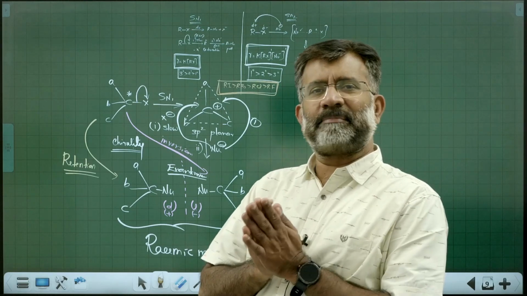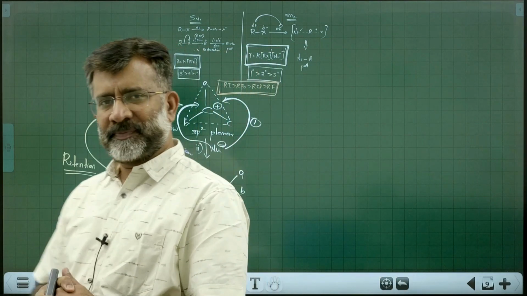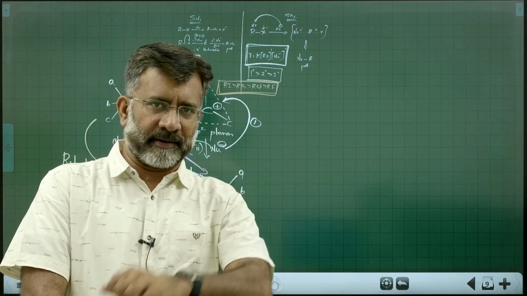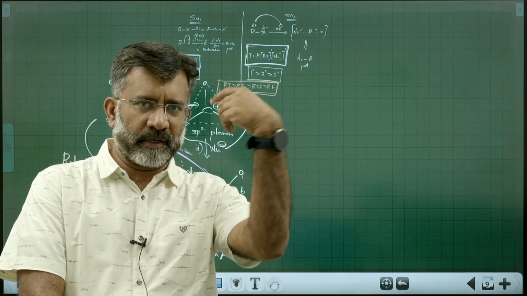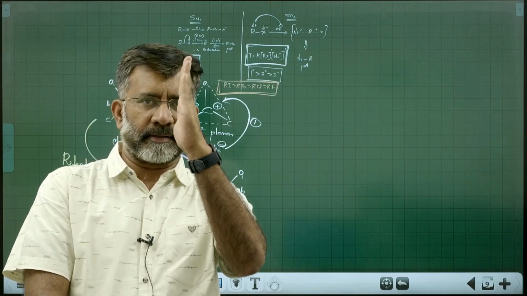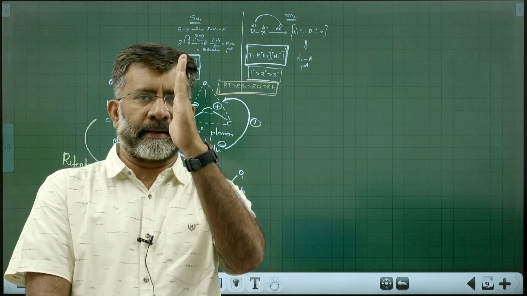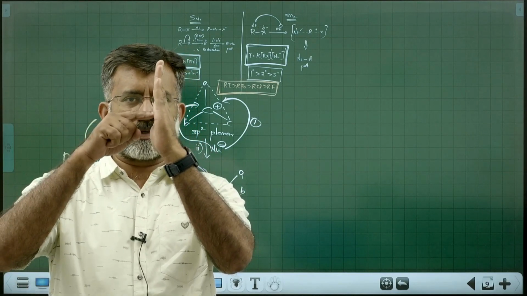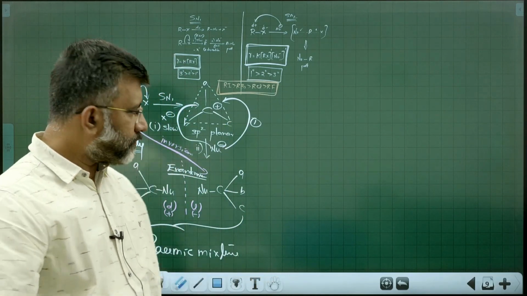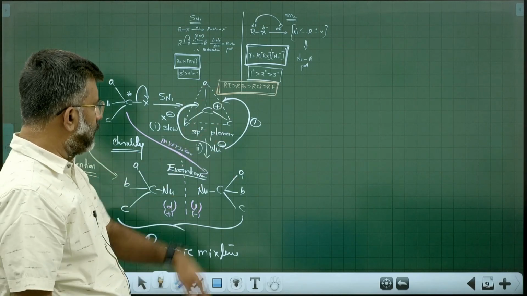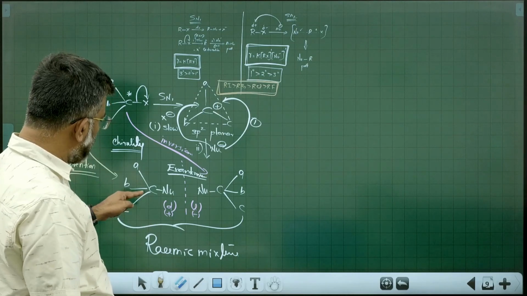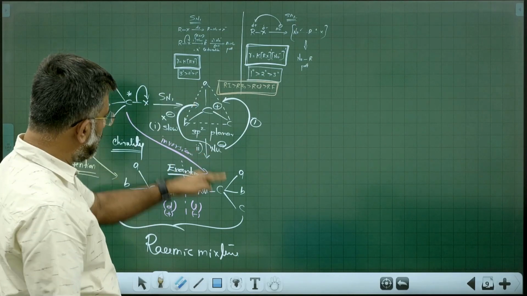This is what happens in the SN1 mechanism. In SN1, if you have a chiral center and the halogen goes, you get a carbocation. The carbocation is a planar system, and the nucleophile can attack from either the backside or the front side. It may happen 50-50. If it attacks from this side, this is the product; if from this side, this is the product.